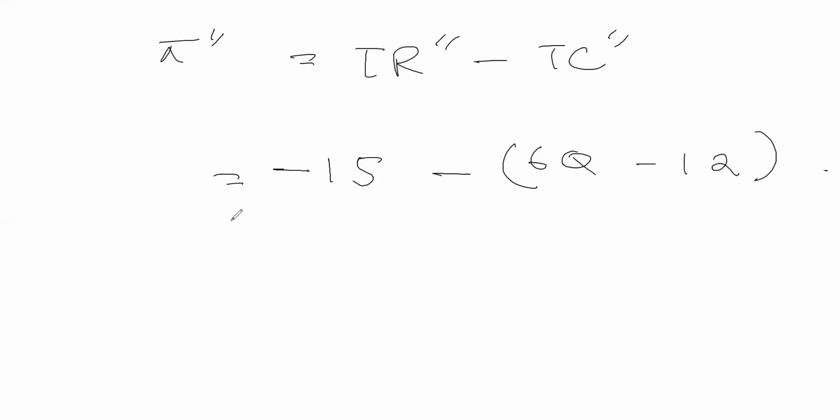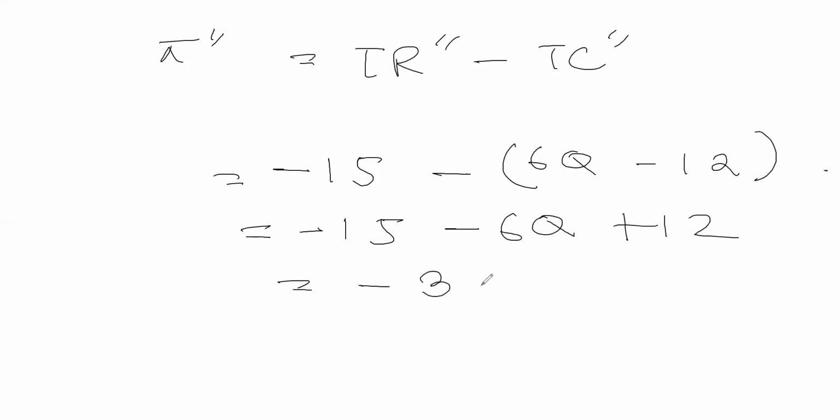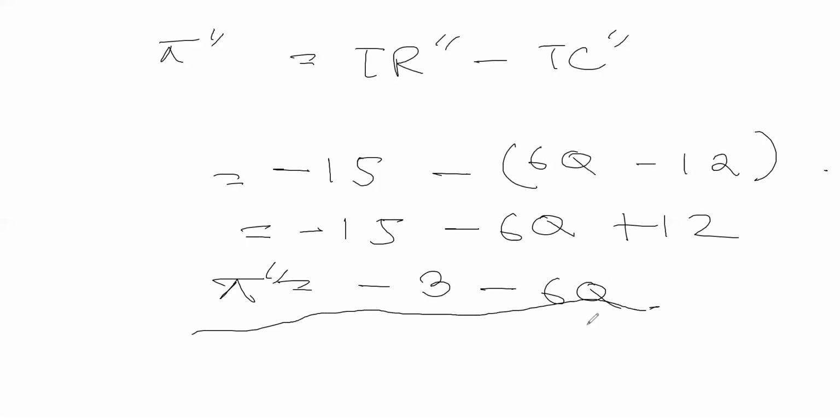Now, if we work on this equation, we finally get minus 15 minus 6q plus 12, which ultimately provides us with minus 3 and minus 6q. Now, this is your profit equation. Okay. Now, in this very equation, you plug in the value of q. Okay. So if we do that, then what happens? Profit is negative 3 minus 6q.